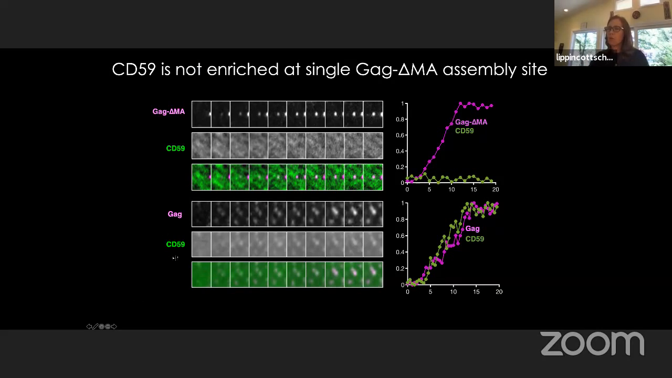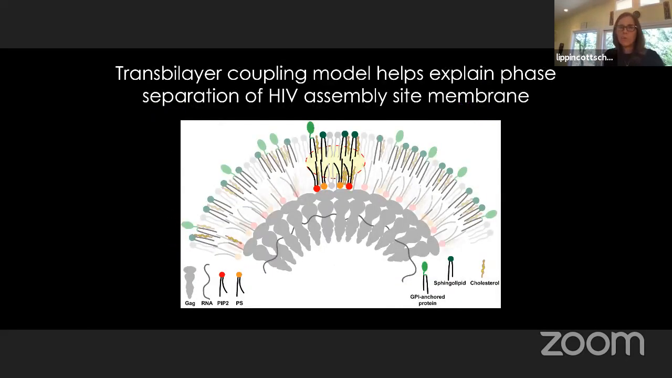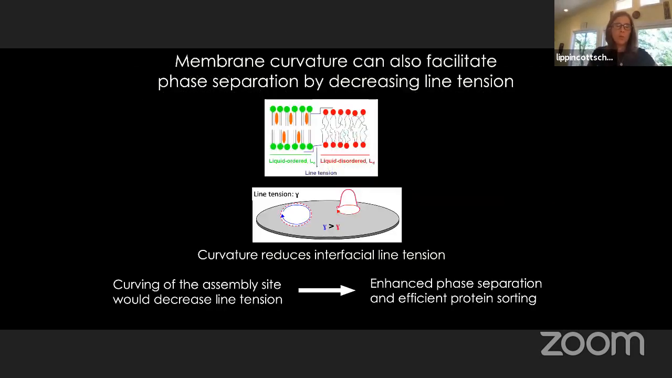By contrast, the wild type GAG that is essentially driving transbilayer coupling is driving the sorting of CD59 into this structure. So basically, we think that this type of transbilayer coupling is playing an important role in how you generate phase separation at that HIV assembly site. Now, there's one other piece of this puzzle that we think is going to be important, and that has to do with membrane curvature. So it turns out that the HIV particle is a highly curved particle.